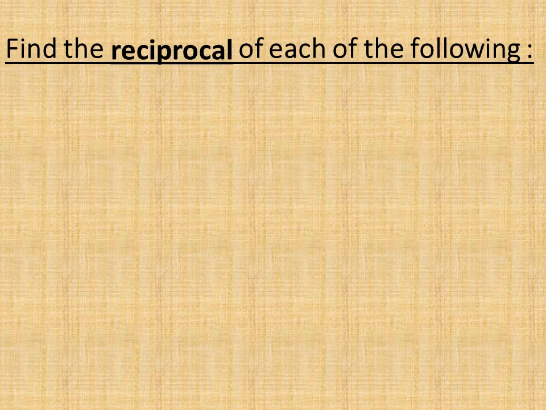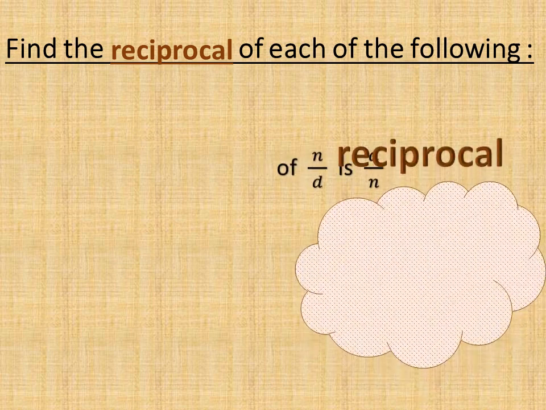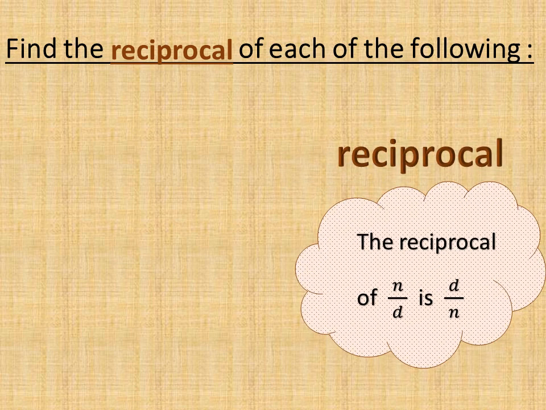Find the reciprocal of each of the following. The reciprocal of the fraction n over d is d over n. N means numerator, d means denominator. So to find the reciprocal of any fraction, we will flip the fraction.